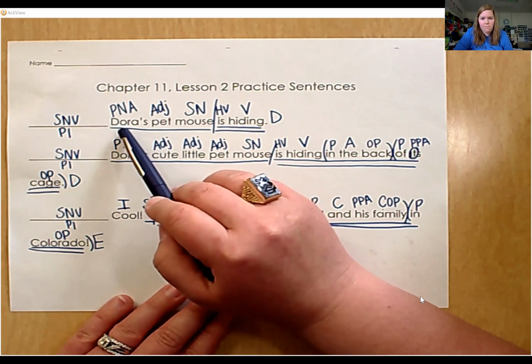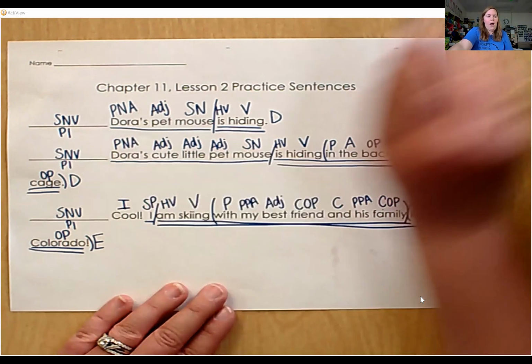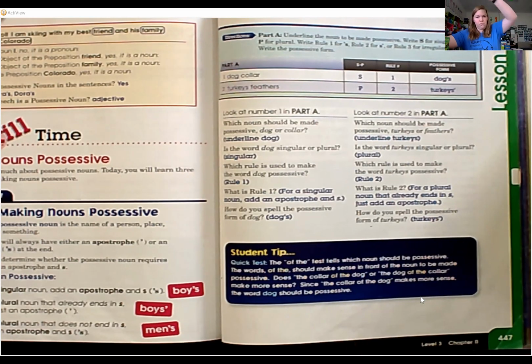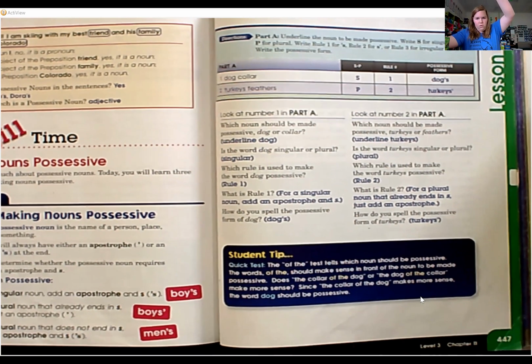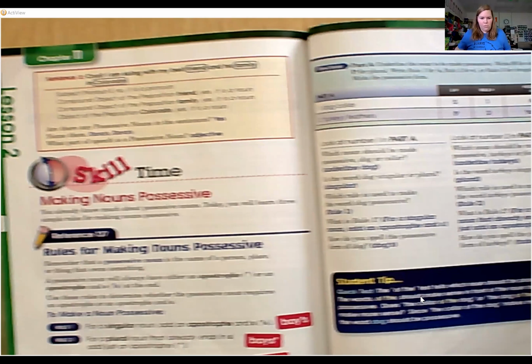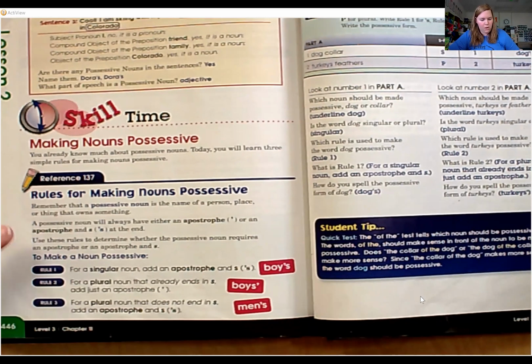Okay. PNA, possessive noun adjective. Let's go back into our book because you are going to need to know a little bit more before you do your classroom practice tomorrow. Move it a little bit so you can see the whole page. Okay, so let's look underneath reference 137, rules for making nouns possessive.